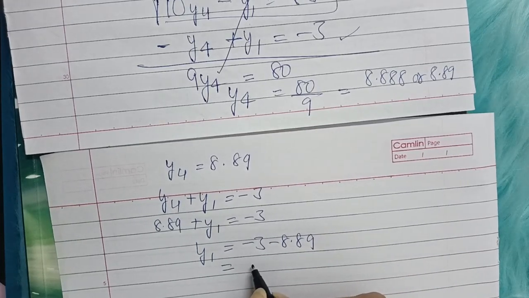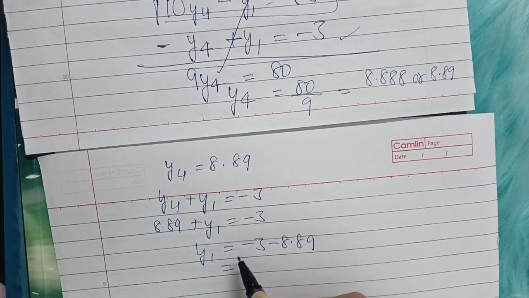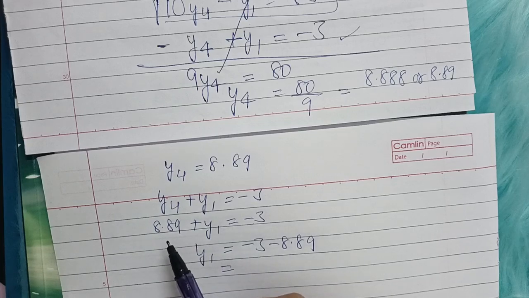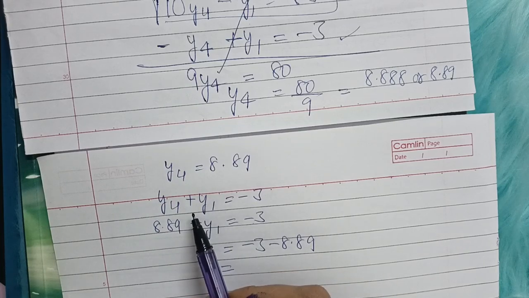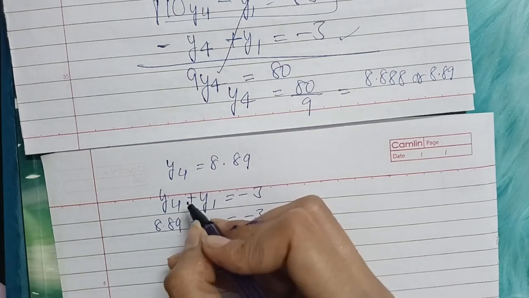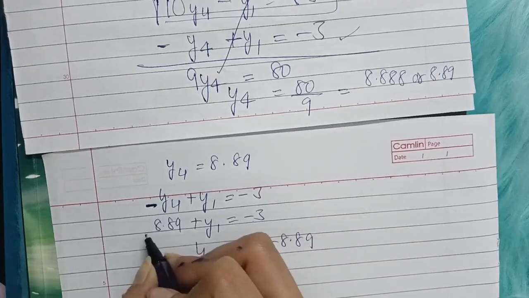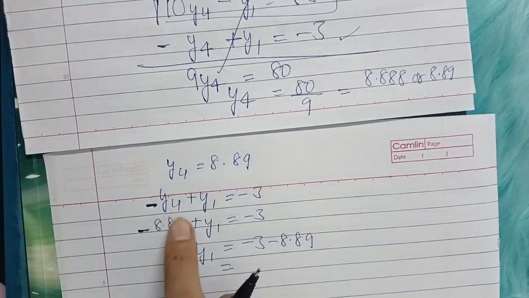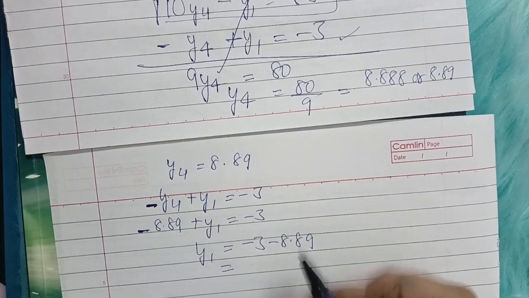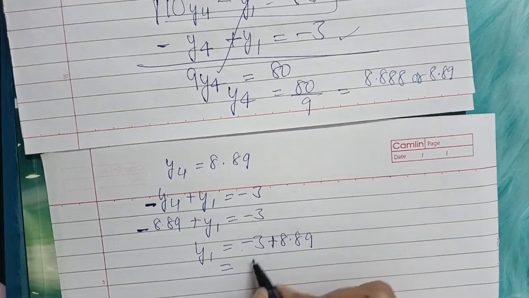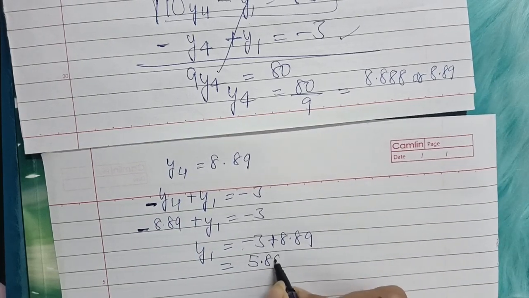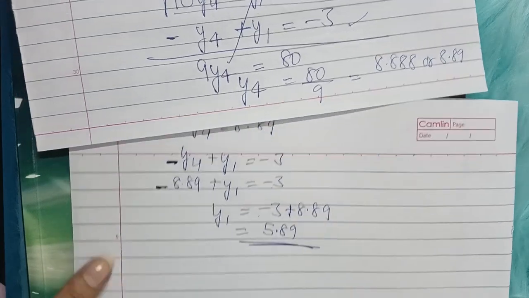So the answer would be 8. ये minus 3 था ना? Just give me 1 sec. I think in the formula this would be minus y, right? Minus y4, right? There was minus. So when we shift it here, that would be plus. So this would be 5.89. So this would be my second answer.